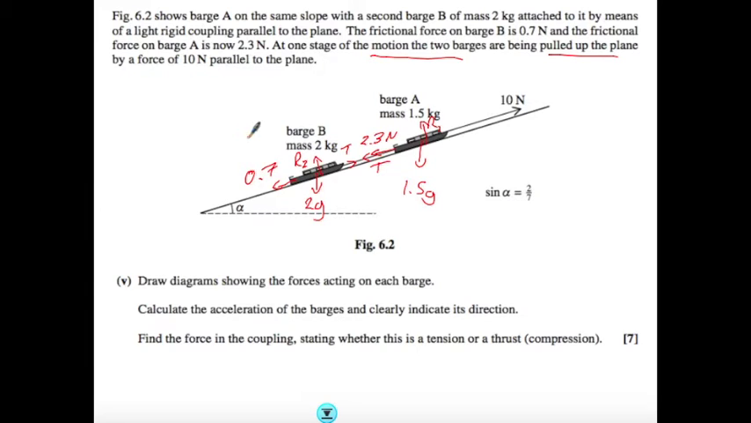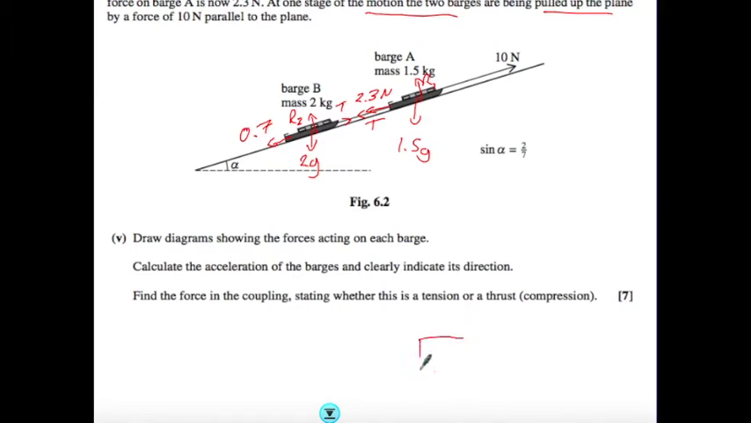So now this is really like a connected bodies question. What I would do is just consider the stuff that's happening parallel to the slope, because we know all the motion is parallel to the slope, and up and down it has to balance out, otherwise the barges would be floating in the air or going through the slope. They want us to calculate the acceleration of the barges and clearly indicate its direction. Now to simplify this, I want to draw the barges horizontally and forget about all the vertical, the perpendicular forces.